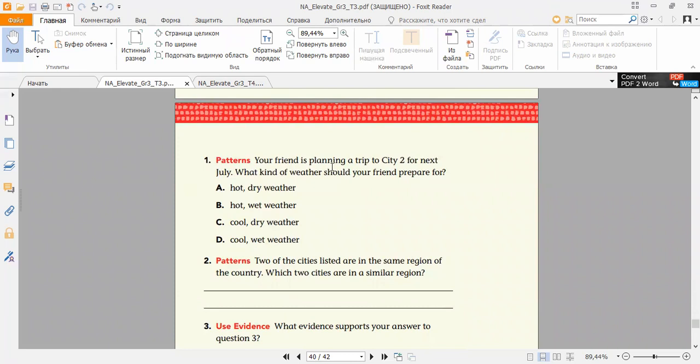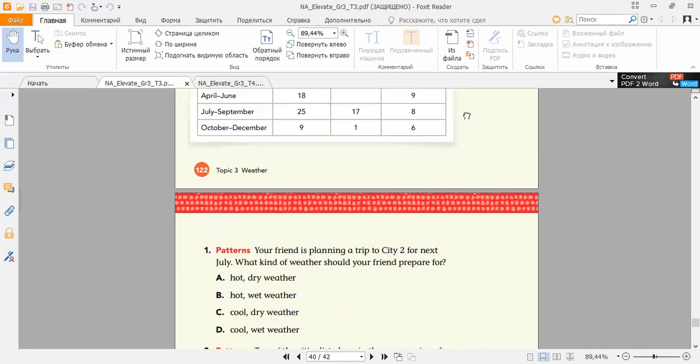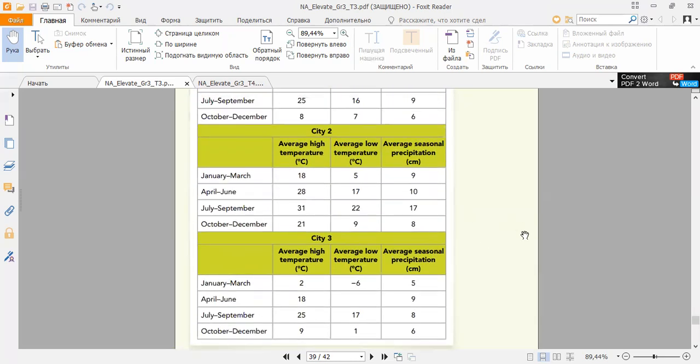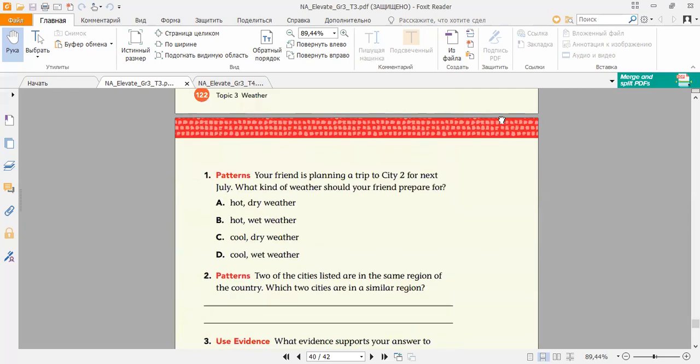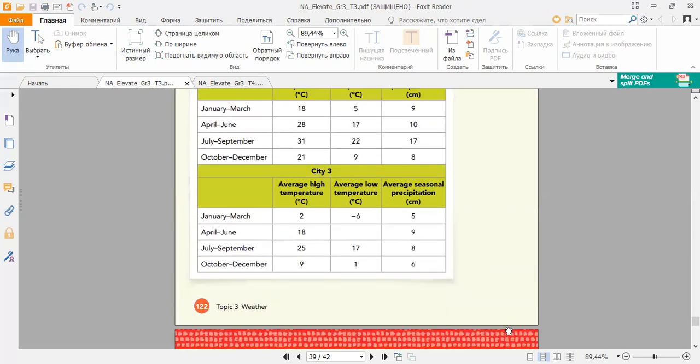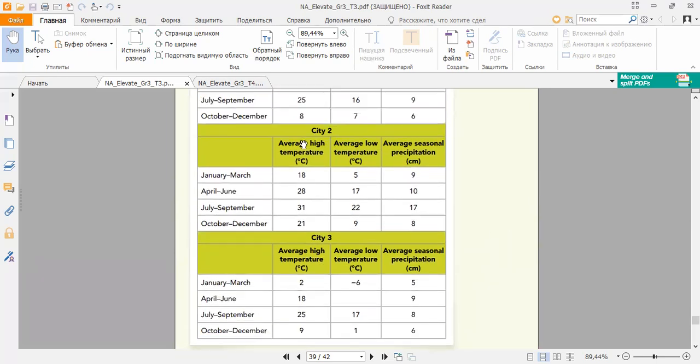Number 1, your friend is planning a trip to city 2 for next July. What kind of weather should your friend prepare for? So we go to city 2 table. We choose the graph which says July. And what we can see is that the average high temperature here is 31 degrees Celsius, which is rather high. The average lower temperature is 22, which is also high. And we can see that the number of precipitation is 19 centimeters.